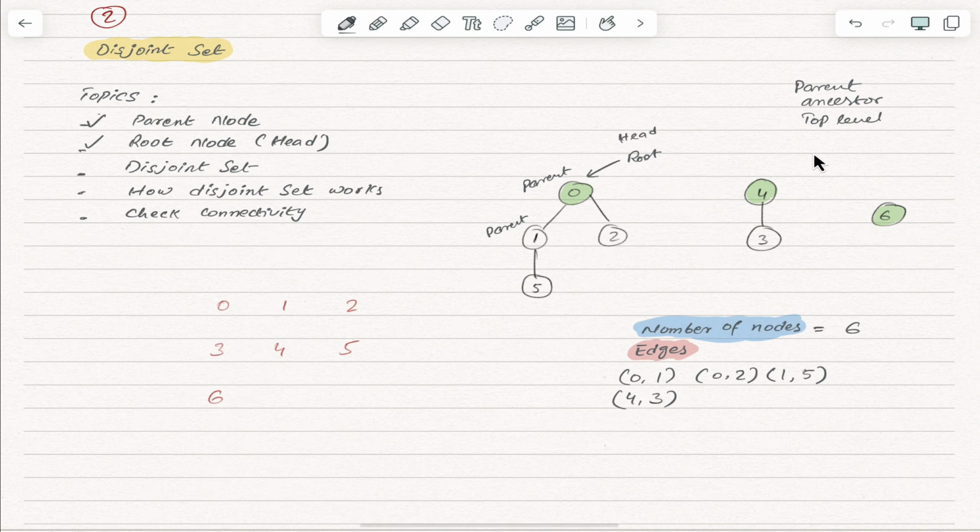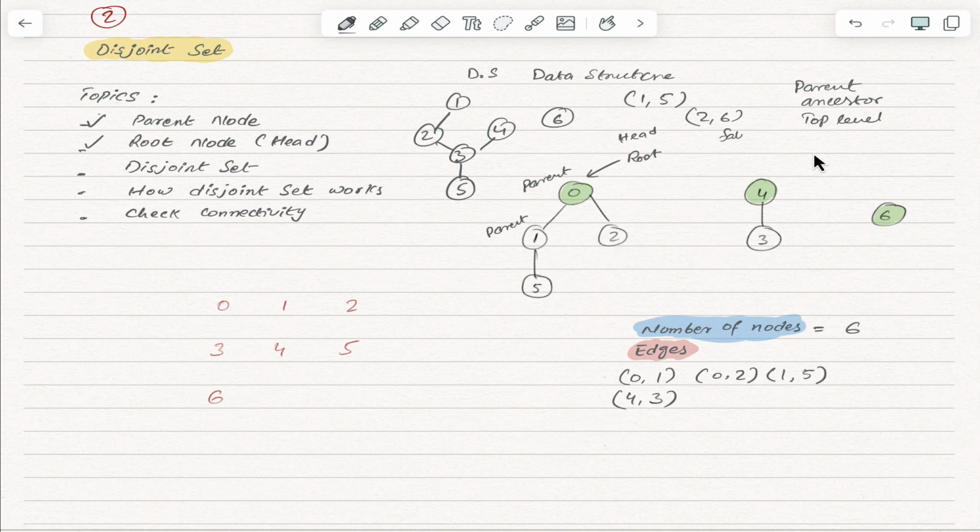Now, what is disjoint set? Disjoint set is a data structure. That data structure helps us in answering a question. Let's suppose there is a graph, and someone asks us, are 1 and 5 connected? Disjoint set can give the answer of connectivity, and it tells us whether 1 and 5 are connected or not. Suppose there is another node here and we ask, are 2 and 6 connected? And it will say false. No, they are not connected.